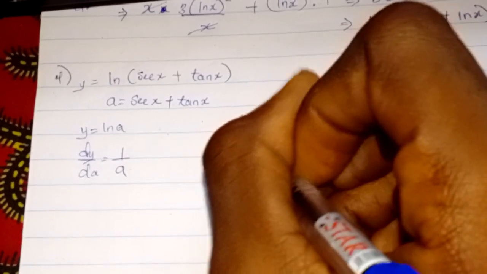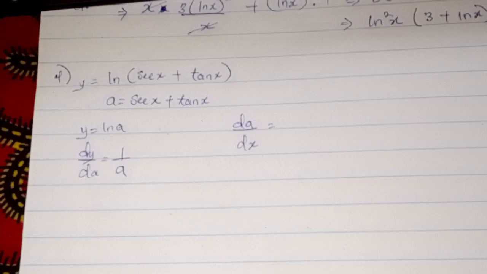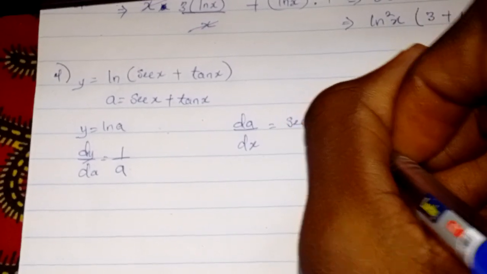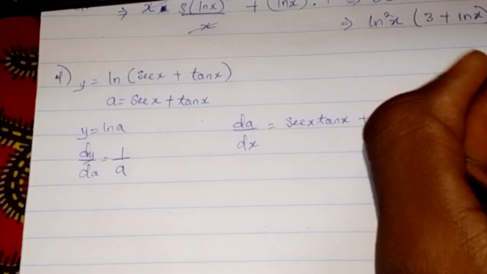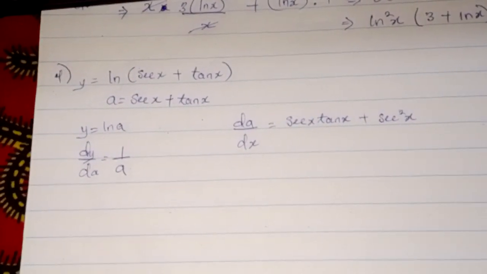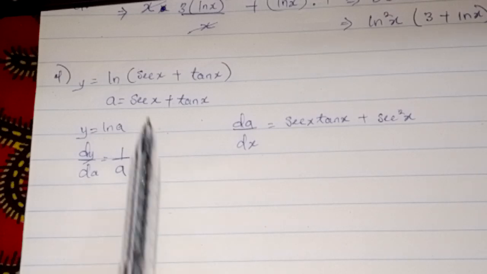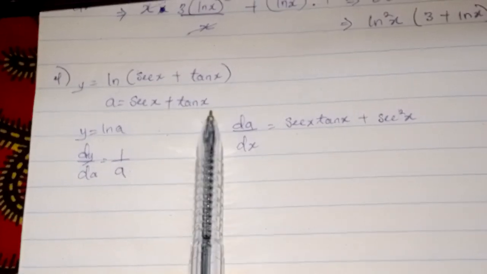So now let's differentiate this one so that we can have our dA dx. Now, when you differentiate sec x, what do you get? You get sec x tan x. And when you differentiate tan x, you get what? You get sec square x. You have to be familiar with a lot of these trigonometric terms. But let me just go straight to the point. So sec x gives sec x tan x, and tan x gives sec square x.